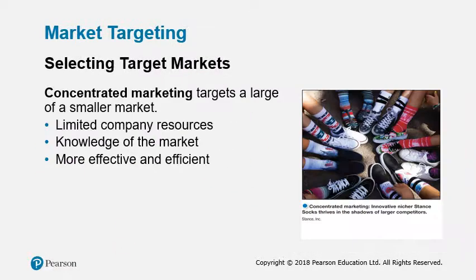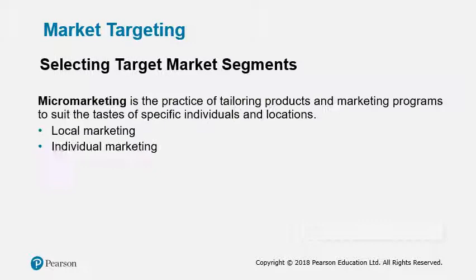Moving on to concentrated marketing, where you are targeting a large share of a smaller market. This is when you concentrate. That means you make use of your limited company resources by focusing on the market that you are targeting. Typically, you only have one market and you offer one product for them. This is more effective and efficient because you will have very wide, vast knowledge of the market, and you know what they want to have.